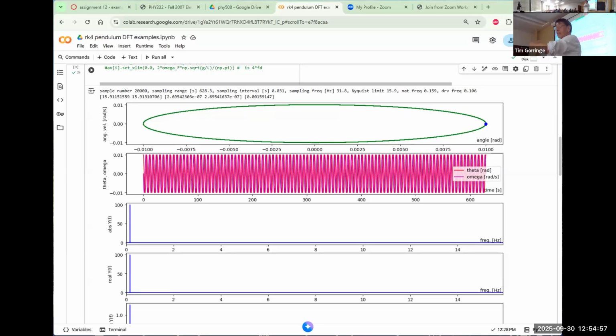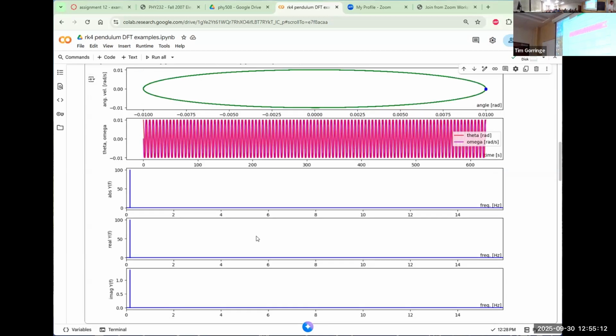0.16 is complete oscillations per second. 1 radian per second, 0.16 complete oscillations per second. So those are useful references. So all those numbers. Okay. So now the plots.